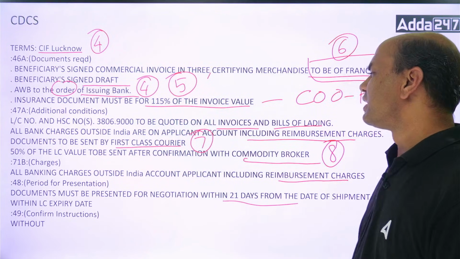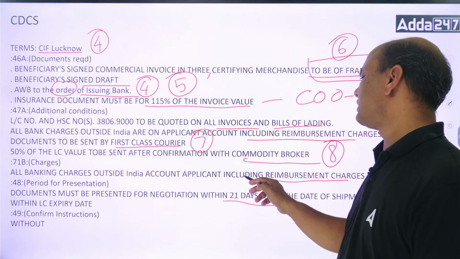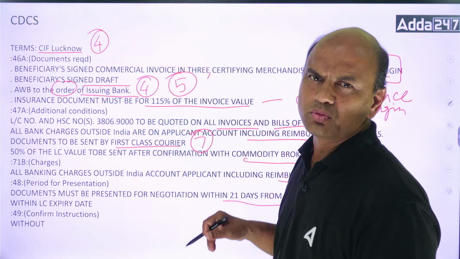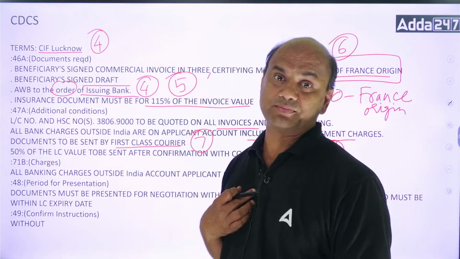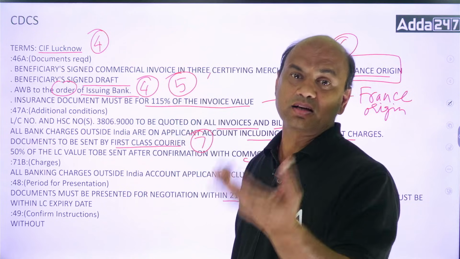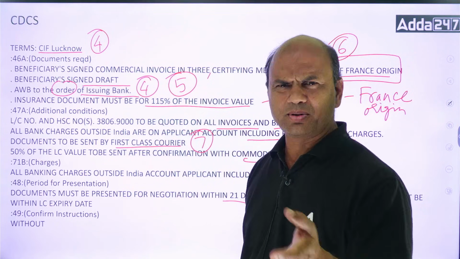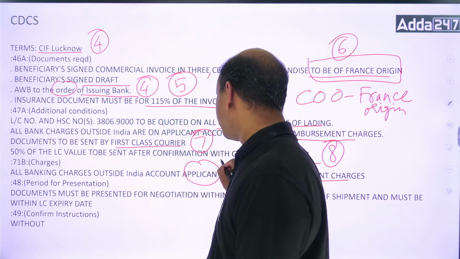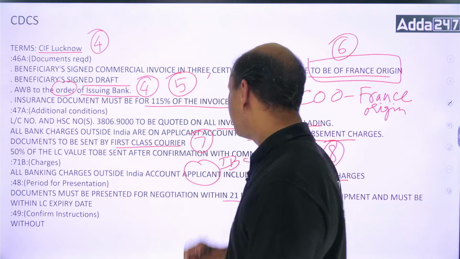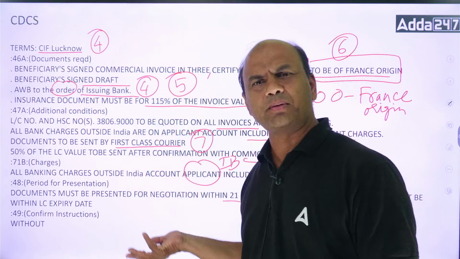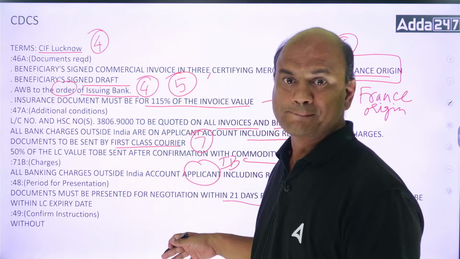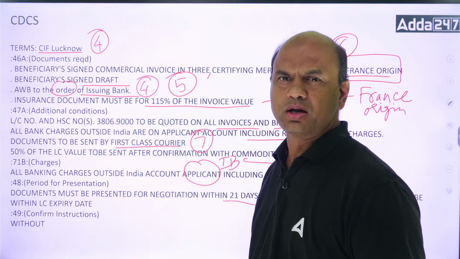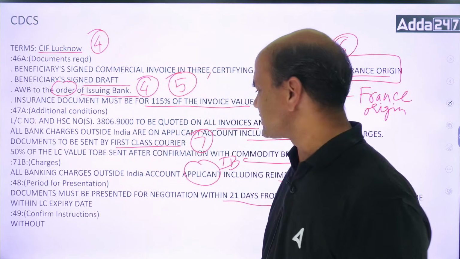Okay. Remaining things: all banking charges outside, account applicant. How can you put it as an applicant? You are issuing the LC. Will that other bank, let's say the negotiating bank, be dependent on the applicant for the charges? No. Here you should make the change to issuing bank, and the issuing bank should collect the charges from the applicant. That's the internal problem. But here it should be the issuing bank, because ultimately what does UCP say? Ultimately it says the issuing bank is responsible for all the charges, right?